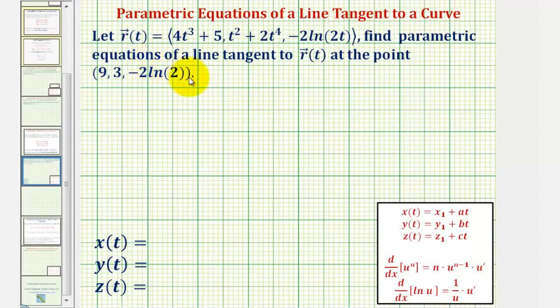We're given a vector-valued function r of t and asked to find parametric equations of a line tangent to r of t at the point (9, 3, -2 ln 2). Let's begin by reviewing the parametric equations of a line in space.